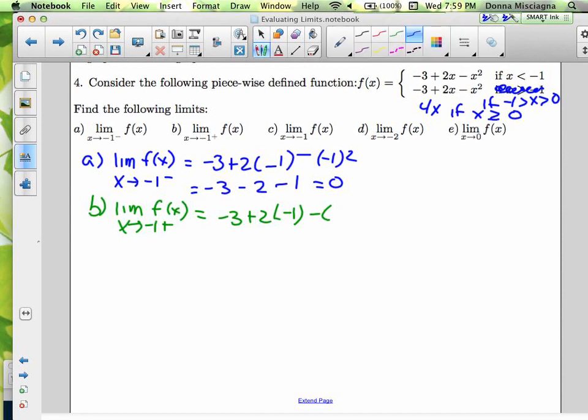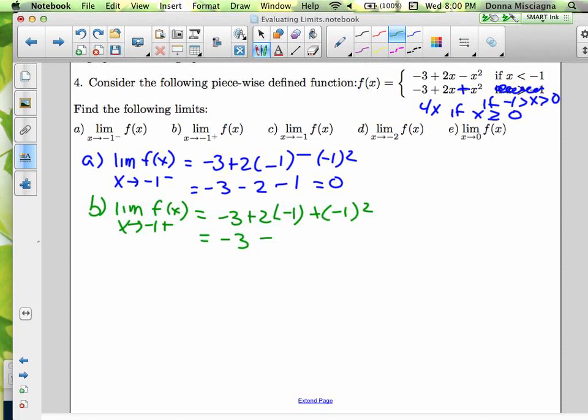Let's help this one out a little bit and make it a plus. I'm going to just rewrite this. By the way, I did not write these questions. I saw them, I liked them, and didn't notice that one of them was exactly the same. It's not really a piecewise function. So negative 3 plus 2 times negative 1, now plus negative 1 squared.